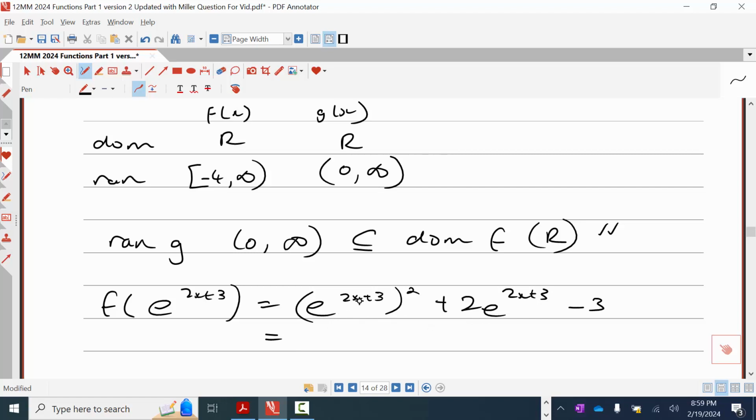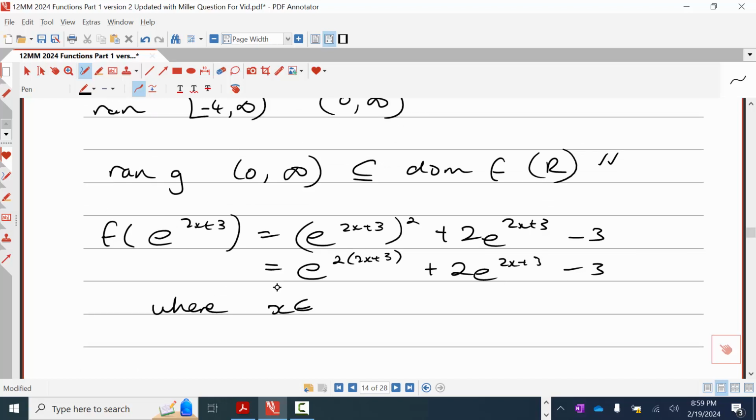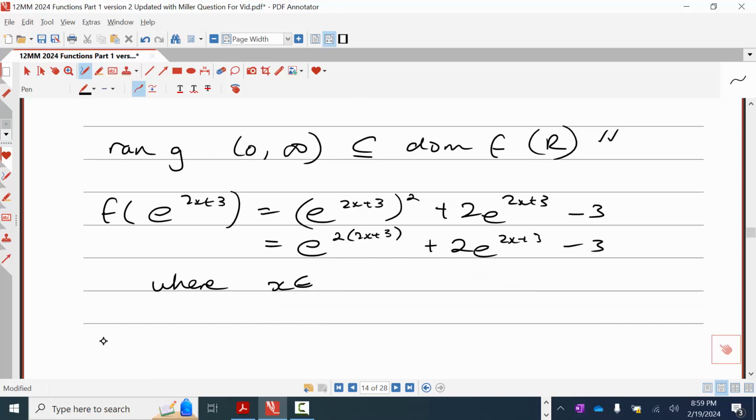Now we're going to use just the power to power rule, which basically says this power raised to that, you multiply these together. So e to the 2 bracket 2x plus 3, plus 2 e to the 2x plus 3, take 3. You could expand this one here, but I don't think it's necessary. Because we haven't had to do any modifications to domains to get the composition to exist, the domain is just the domain of the inside function. That's standard exponential, so it's going to be all reals.